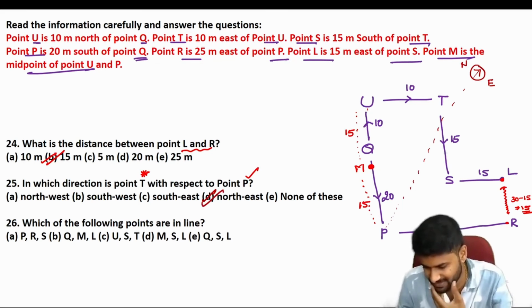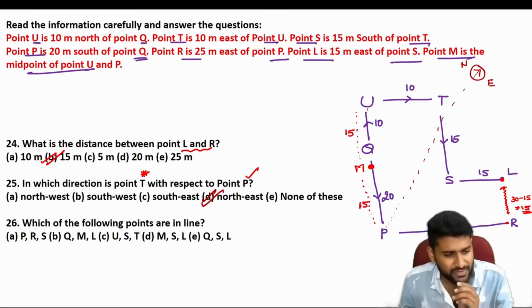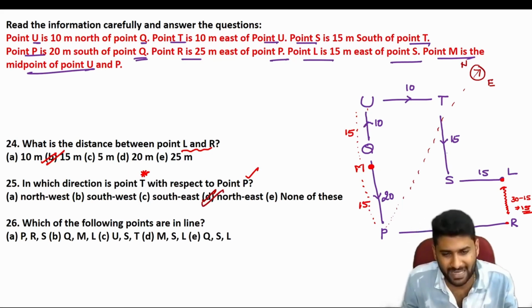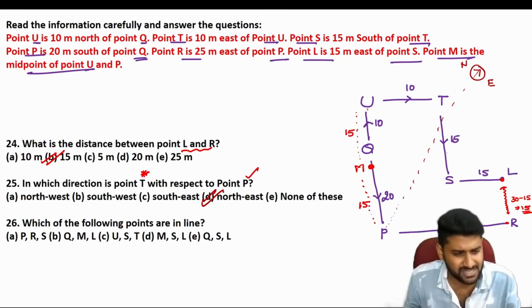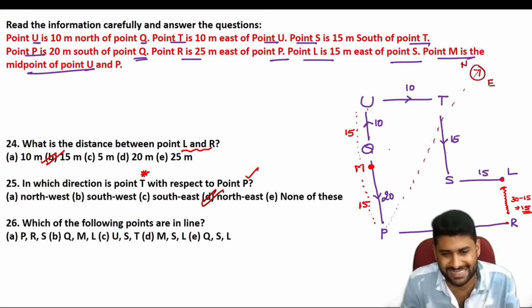Yes, northeast. Next one, which of the following points are in the line? So PRS are in the same line. Not PRS, it is not in the same line. QML is not in the same line. UST is not in the same line. MSL is not in. Guys, is it right?